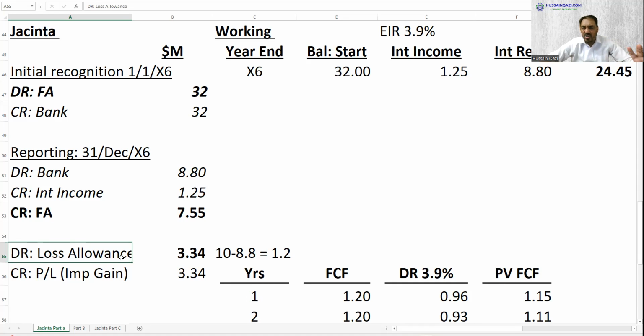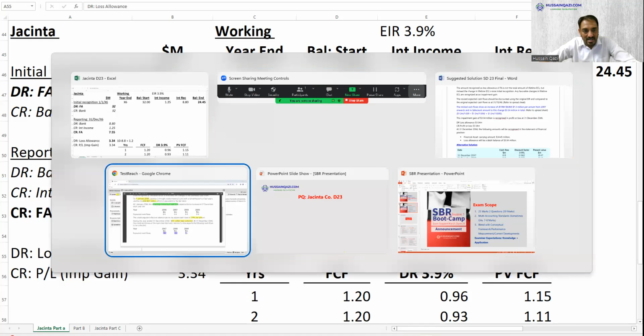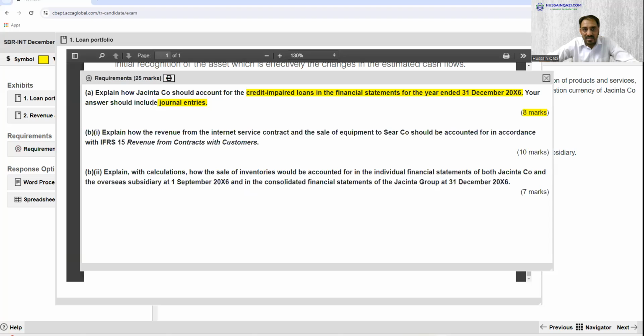But ignore that point. What should be the reporting of the financial asset exactly on the balance sheet? Yes, we have to mention this point. The financial asset in the ledger reflects 24.45 and the loss allowance in the ledger reflects 3.34. That's the point. Sir, what should be the answer with respect to the exam context? Here, the examiner mentioned: explain how Jacinta should account for this, including journal entries. Sir, how will we write the answer? That's the point.